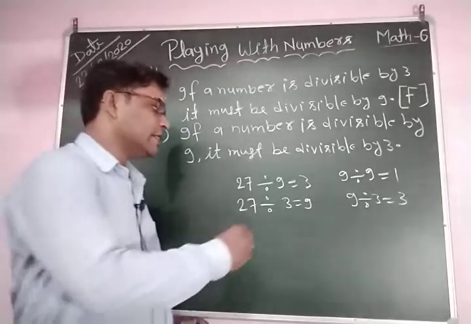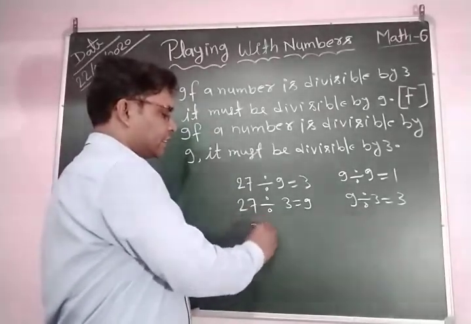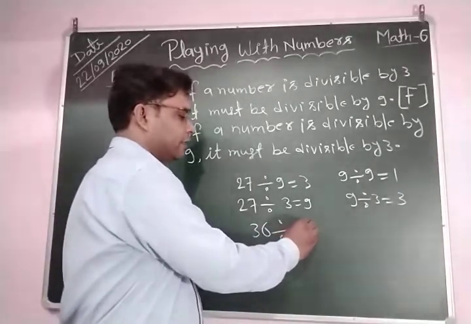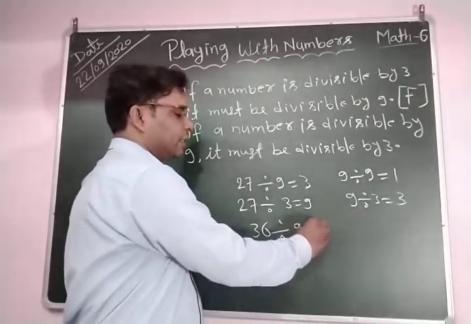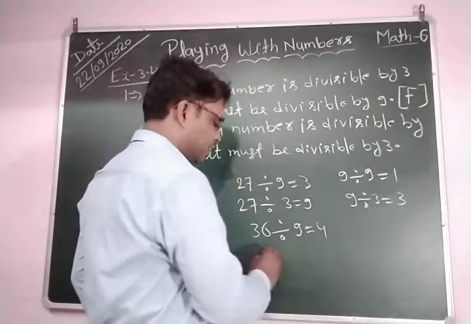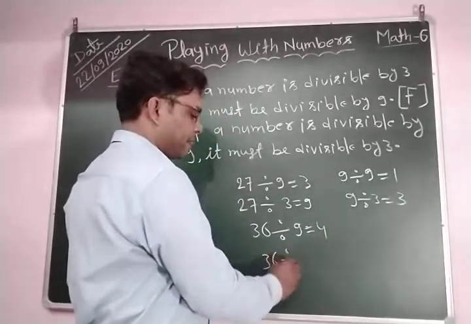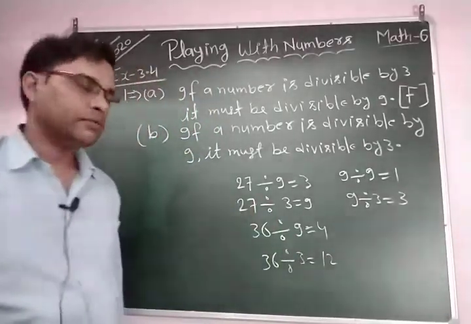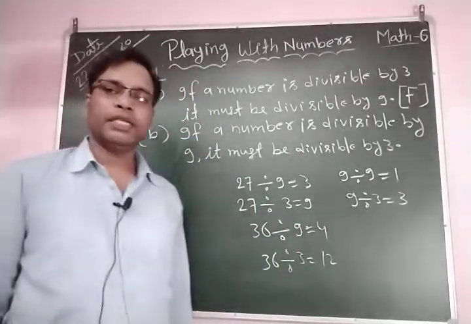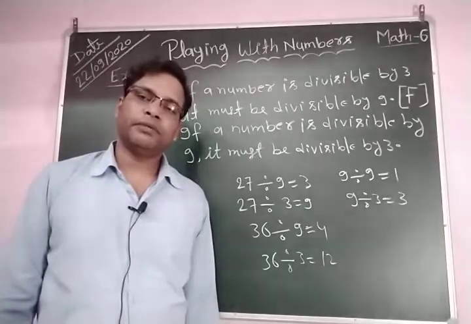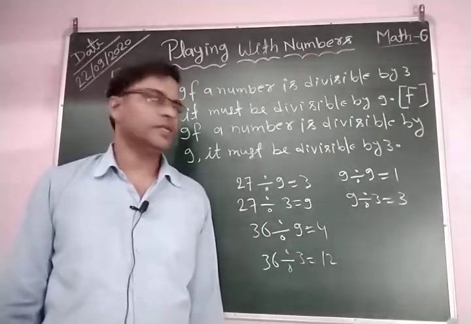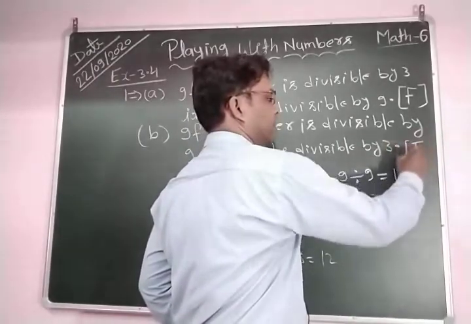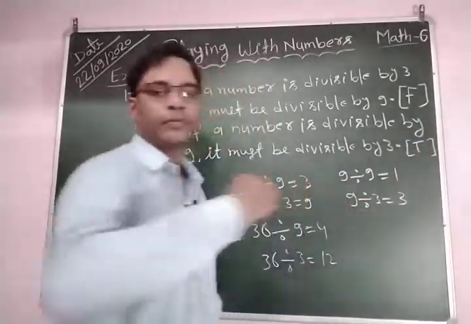And again we take any example like 36. We take random numbers, and 36 is divisible by 9, 4 times, and if you divide 36 by 3, this is also divisible by 3, 12 times. So you can say if a number is divisible by 9, it must be divisible by 3. So this is our true statement. This statement is true. Clear?